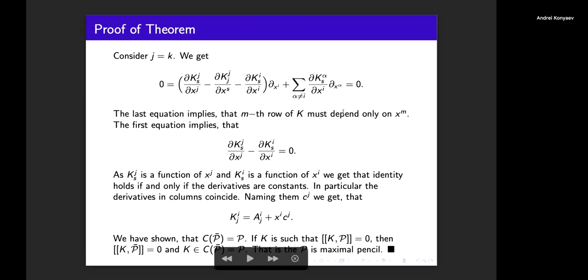Because we fixed i and j in the beginning, but now we can vary them, we get that in the entire matrix, all the rows are like this.